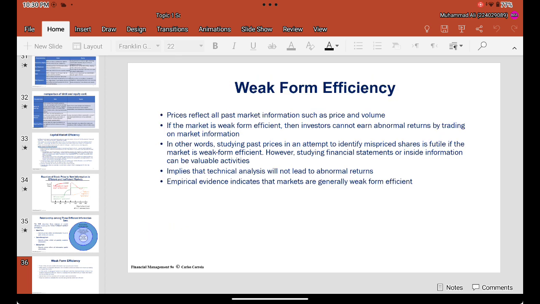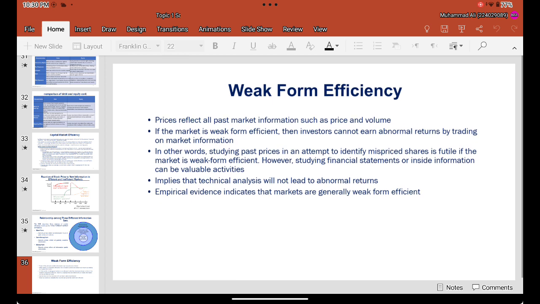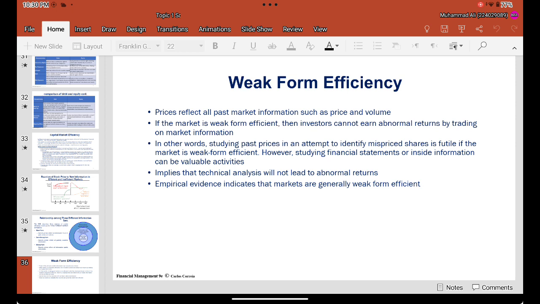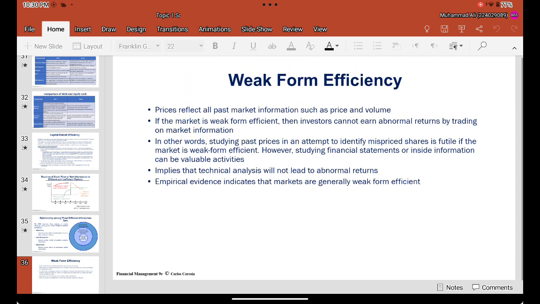Now, the weak form, so we're still discussing these three forms. It reflects all past market information such as the price and volume. The keyword over here is basically mispriced shares, and it implies technical analysis will lead to abnormal returns. So technical analysis is past information. You cannot look at that and predict what's going to happen to the share. So that's a problem in weak form.